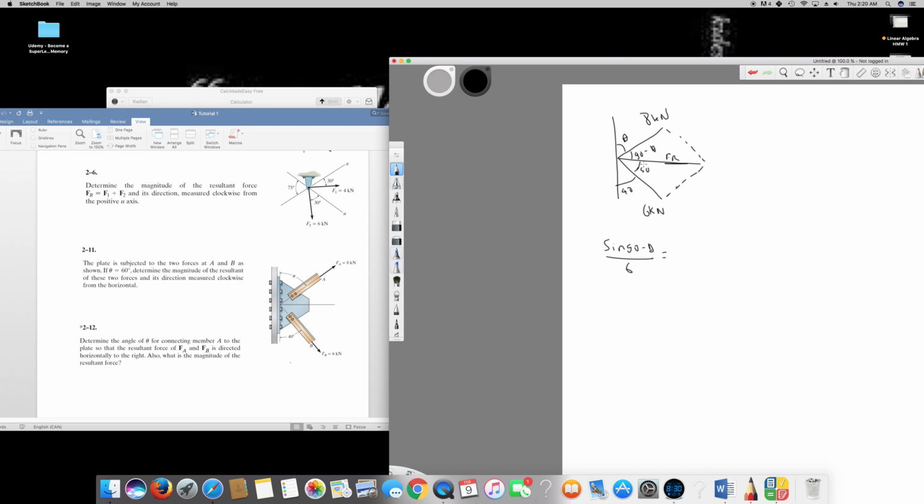So here we know it's 50 degrees, so here it's going to be 50 degrees too. So therefore we know that's 50 degrees, so I'm going to do sine 50 degrees over whatever the force opposite to that is. If you see, the 8 kilonewton is opposite to this angle, so I'm going to put the 8 kilonewton right here. So now I can find the sine of 90 minus theta.